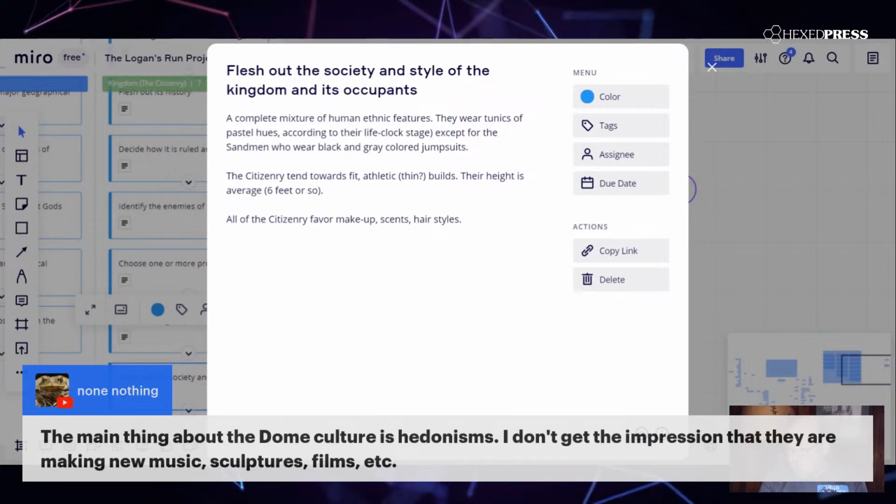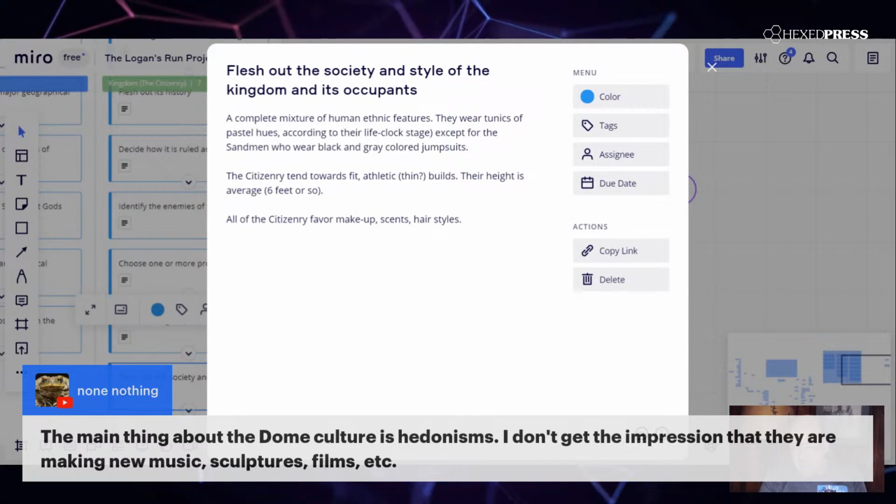No, nothing says... The main thing about the dome culture is hedonism. I don't get the impression they are making new music, sculptures, films. Yeah, I absolutely agree. I think that they are simply enjoying life. There's not a lot of creativity. In fact, I would say there's basically none. Right? They're not making anything up. They're living off of just what they have.